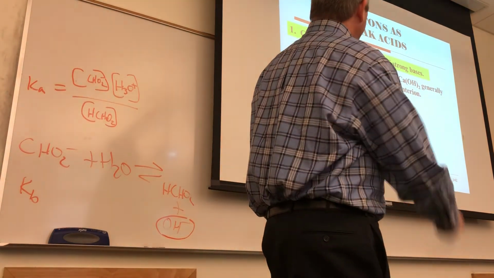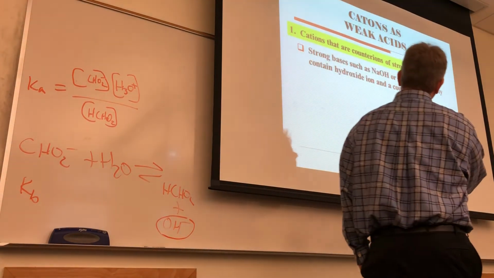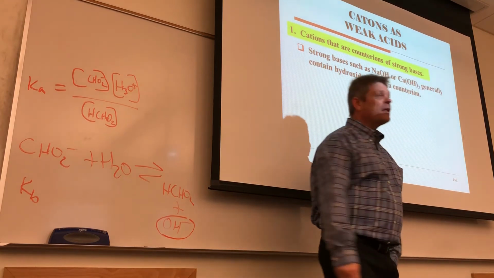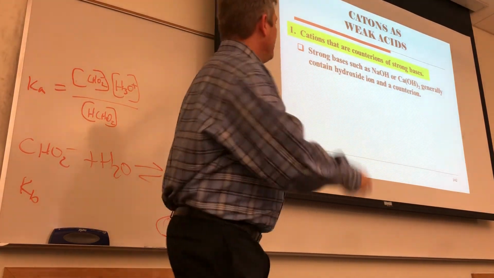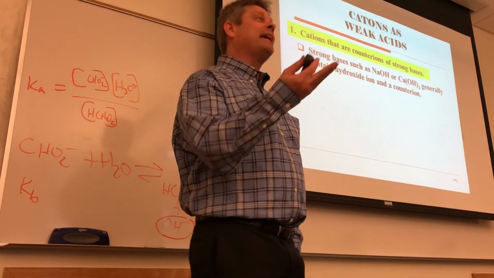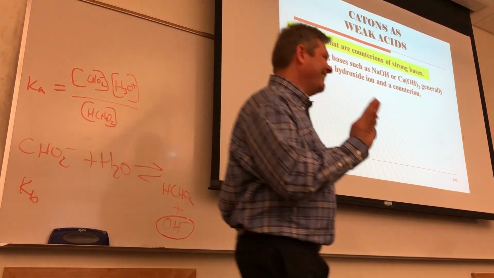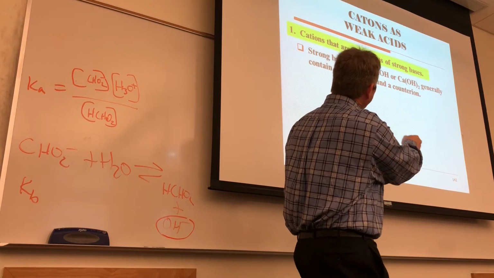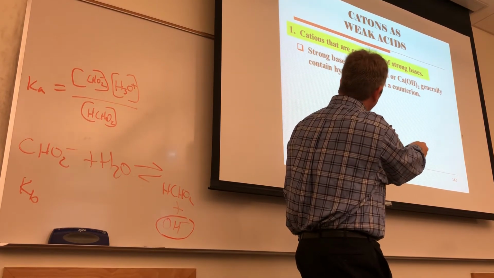So let's start with number one, cations that are counterions of strong bases, such as sodium hydroxide or calcium hydroxide. First of all, let's make sure, hopefully your Chem 101 kicks in: what is a cation and an anion? Make sure we're clear on this. Here I'm looking at the sodium and the calcium. That's the whole point here.